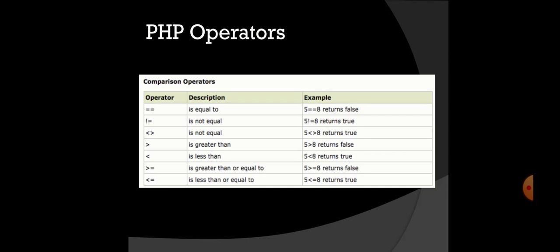Next, about the comparison operators. The comparison operators are double equal to, not equal in two ways, and then greater than, less than, or equal to, greater than or equal to, all these things.